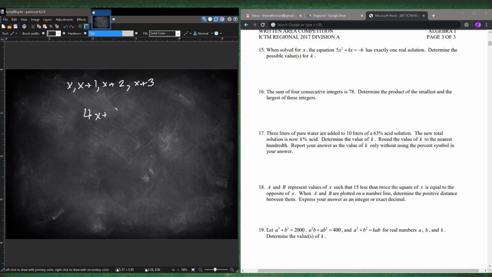Add them all together, that's 4x plus 6, and they said the sum was equal to 78. So 4x is equal to 72, which means x is equal to 18, right? Determine the product of the smallest and the largest. If x is 18, the smallest is 18, and the largest is x plus 3, so 18 plus 3 is 21. So 18 times 21 is going to be your answer. Use your calculator, 18 times 21, and you get 378. And that's your answer for number 16.